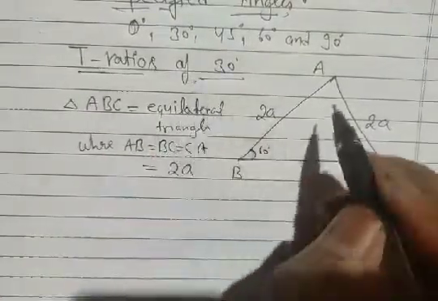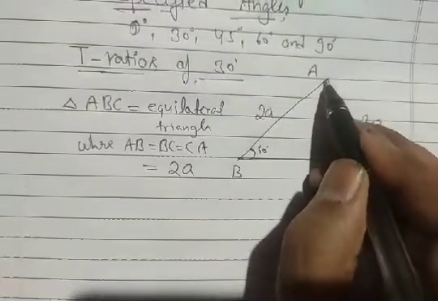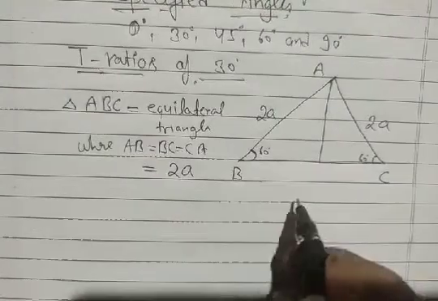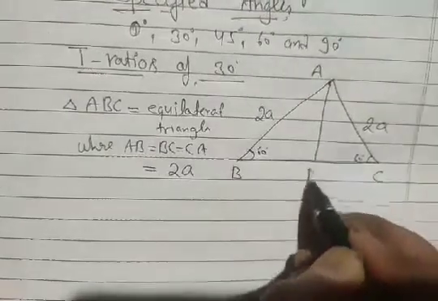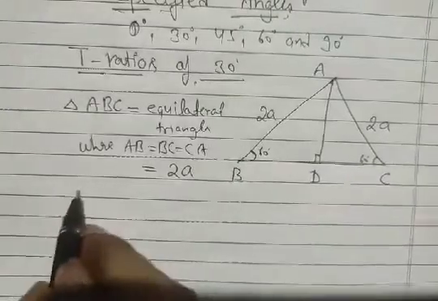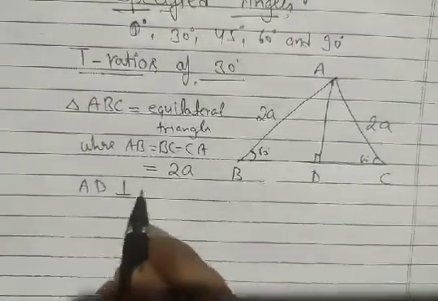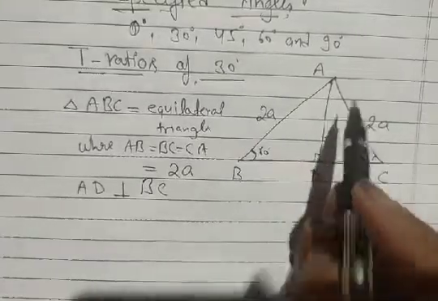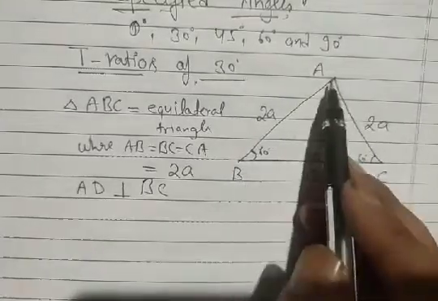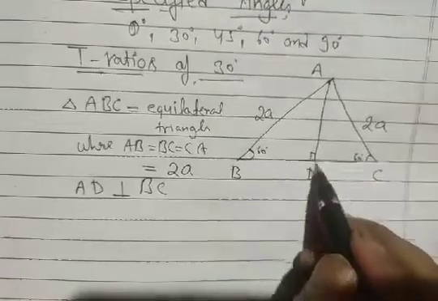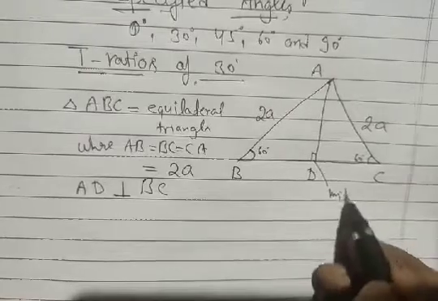Then what we do? We draw an altitude AD. This is our altitude. We draw AD, which is perpendicular to BC. We know that in an equilateral triangle, the altitude behaves as a median. Then D is our midpoint.